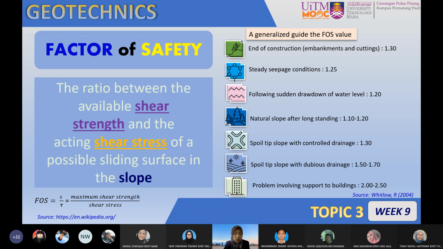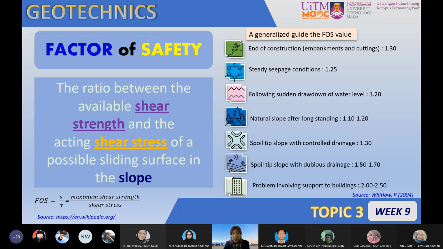for end of construction slope, the recommended FOS is 1.30. Meanwhile, if you are dealing with steady seepage conditions, the FOS is 1.25. These are ideas to check whether the analysis you have done is correct or incorrect. If you are dealing with a problem involving support to buildings, the recommended FOS is 2 to 2.5.